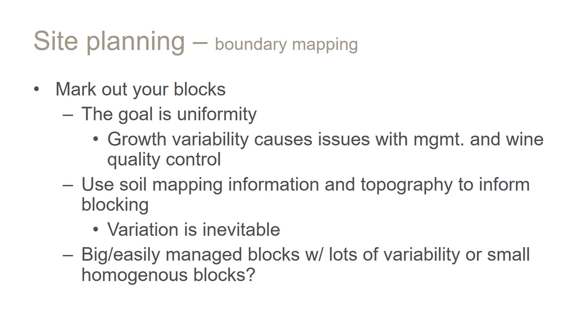But we have to consider things like, are we going to have big, easily managed blocks, where we're probably going to have more variability, or are we going to have a bunch of small blocks, but that's going to increase managerial complexity on the farm. One thing that's really nice in the Central Valley is that on a lot of those farms, they have relatively homogeneous soils, so they can have 100-acre blocks and have pretty homogeneous growth in there.